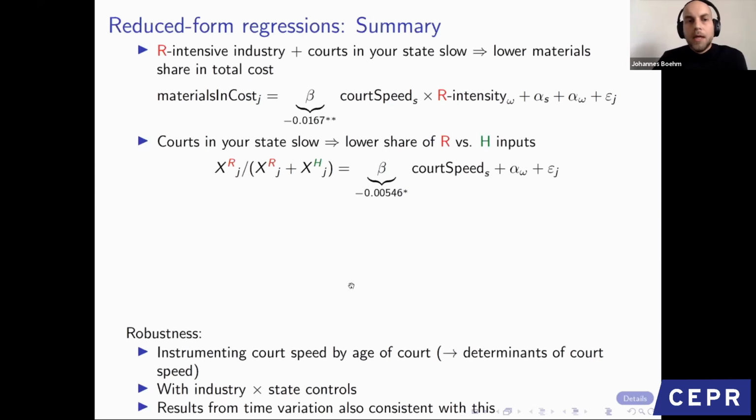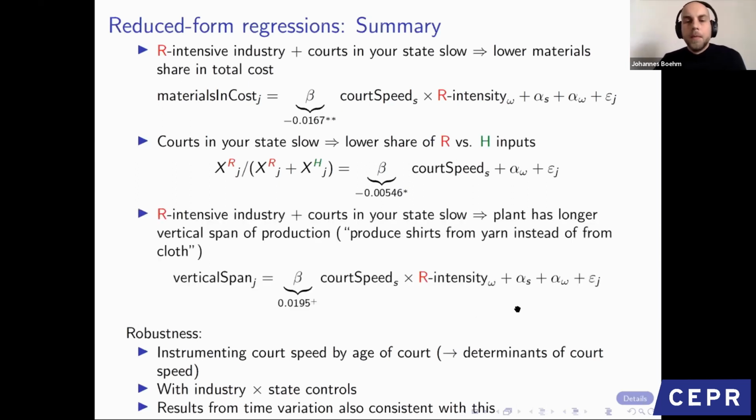Okay? And the third fact that we find is that if you are located in a state where the courts are very slow, and on average your industry is very relationship intensive, then the firms appear to be having a longer vertical span of production. Okay? By vertical span of production, we effectively mean whether you produce, for instance, shirts from yarn, so from an input that is very upstream, as opposed to cloth. So how many of these vertical steps in the production process are you doing within that plant? That's of course not exactly the same thing as vertical integration. So it's not about the firm boundary. This is entirely about the plant boundary.